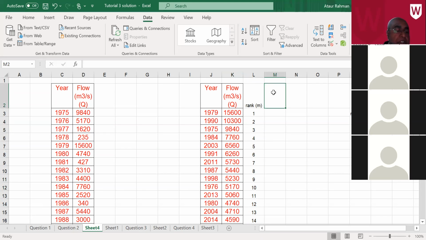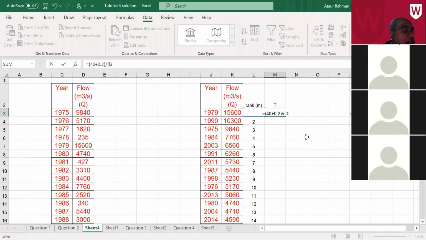Now our return period T is estimated by the formula given here according to Coonan's plotting position: N plus 0.2. So N is our 40 plus 0.2, which is given in the equation, divided by rank, which is in this cell L3, rank minus 0.4, which is constant. So this is our T, return period. For the highest flow, return period is 67 years.